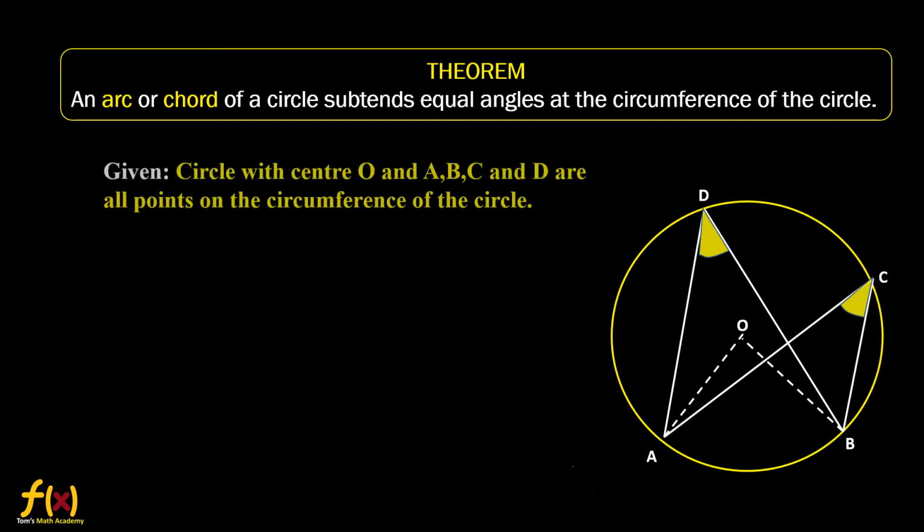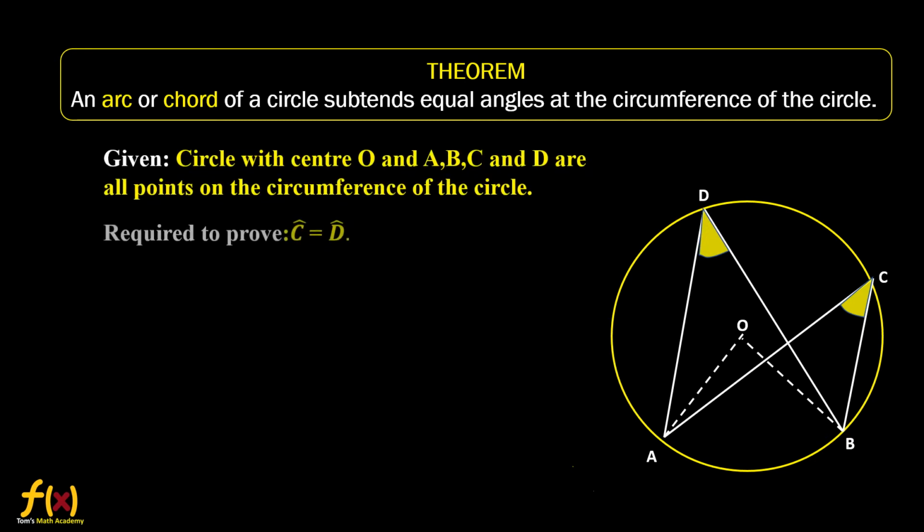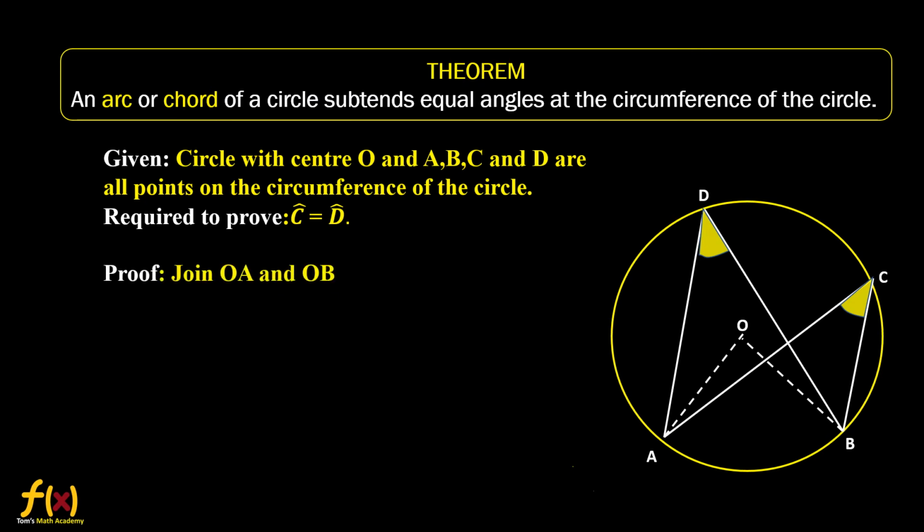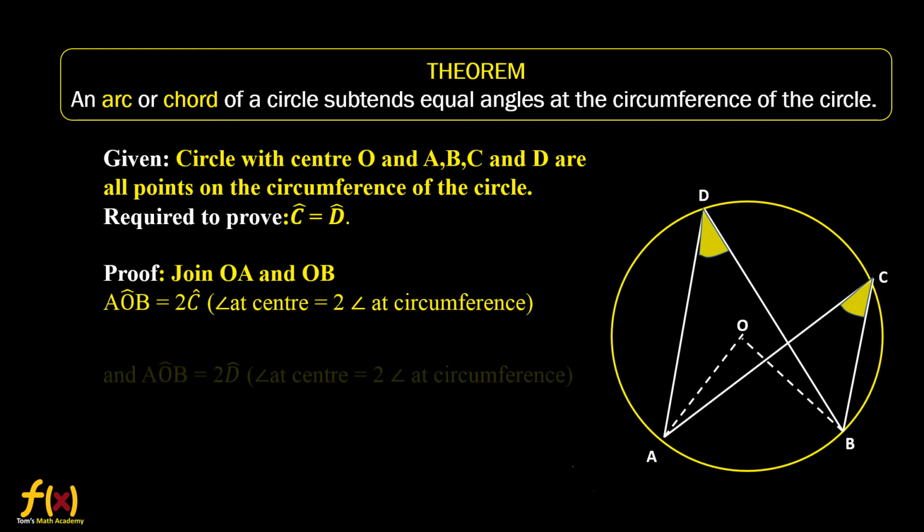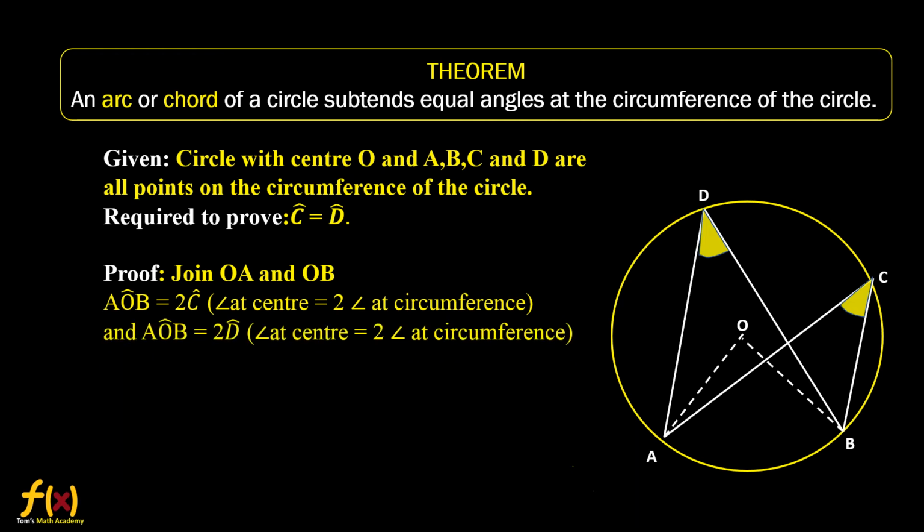So we write the given information, then required to prove angle C equal to angle D. In the proof, join OA and OB in dotted lines. We have seen angle AOB equal to 2C. The reason: angle at center equal to 2 times angle at circumference. Again, AOB is 2D, same reason. Therefore, angle C equals angle D.